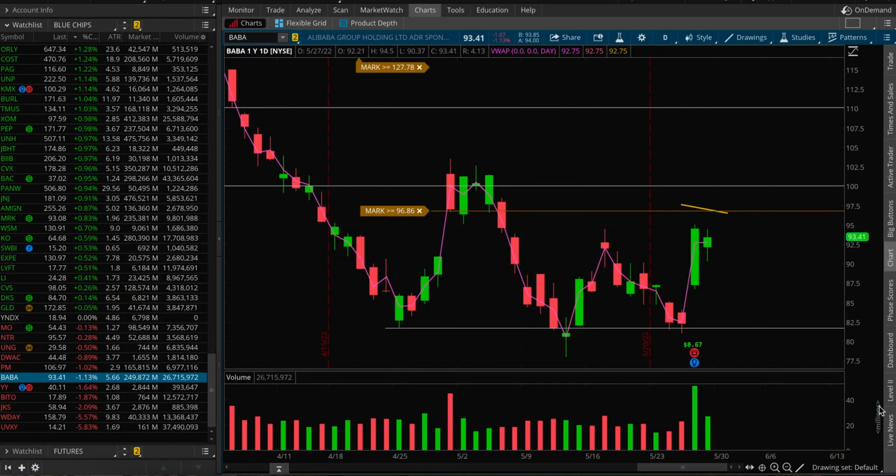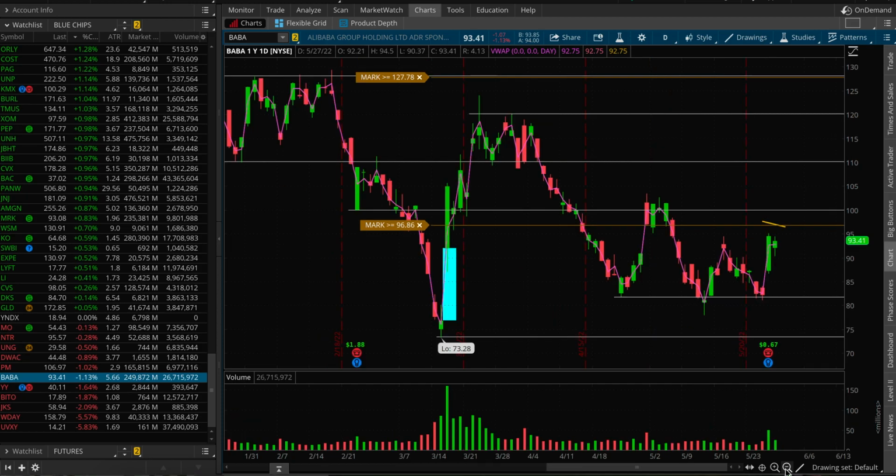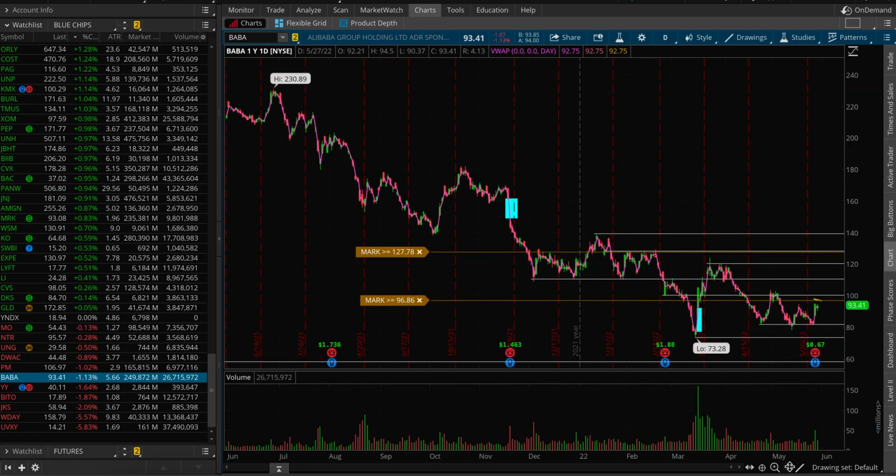Alibaba, BABA, ticker symbol, on Friday closed at 93.40. They reported earnings, and according to Alibaba, despite all that negativity from China, their lockdowns and stuff, they said they benefited and did well during that quarter. And also, if you take a look at the price action, it's still near its lows. It hasn't done much for the past month.